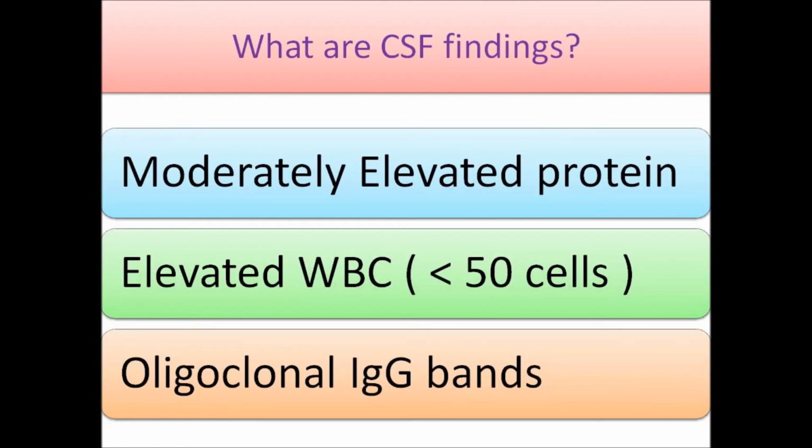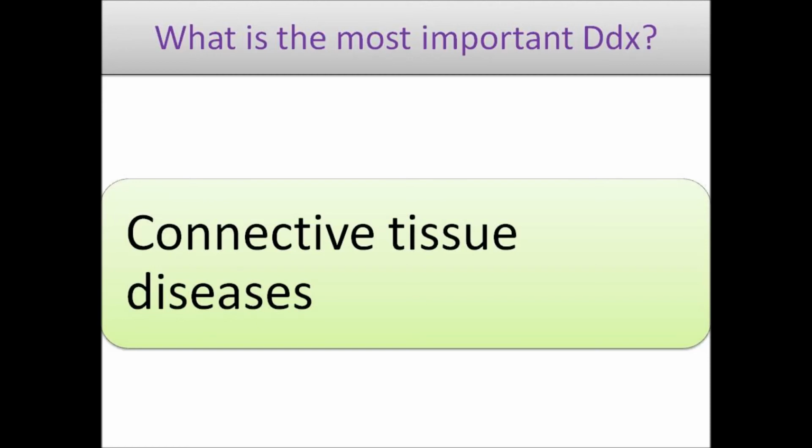Next question. What is the most important differential diagnosis? The most important are the connective tissue diseases: systemic lupus erythematosus, Behçet disease, Sjogren's syndrome, antiphospholipid syndrome. Especially these four, they present as recurrent attacks of myelitis, which is highly seen in multiple sclerosis. And the lesions of Behçet disease can be very, very similar to multiple sclerosis, so we need to differentiate between these conditions.